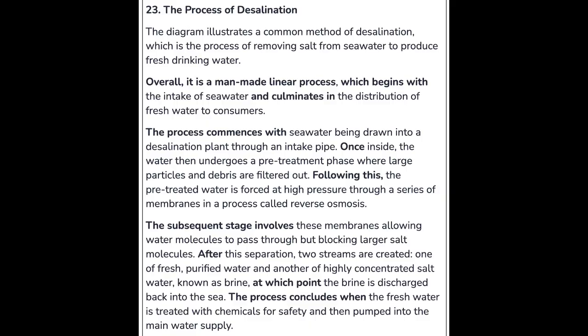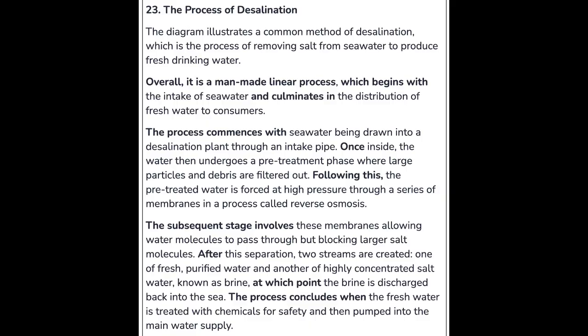The process commences with seawater being drawn into a desalination plant through an intake pipe. Once inside, the water then undergoes a pretreatment phase where large particles and debris are filtered out. Following this, the pretreated water is forced at high pressure through a series of membranes in a process called reverse osmosis. The subsequent stage involves these membranes allowing water molecules to pass through but blocking larger salt molecules.